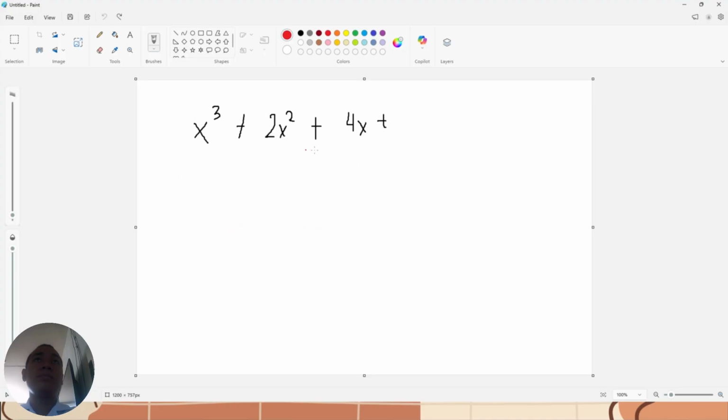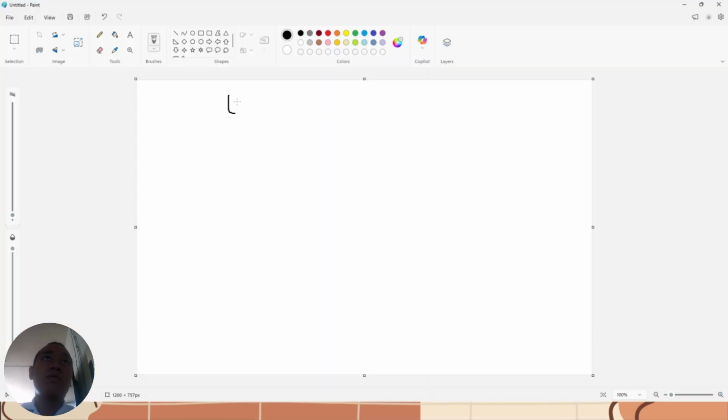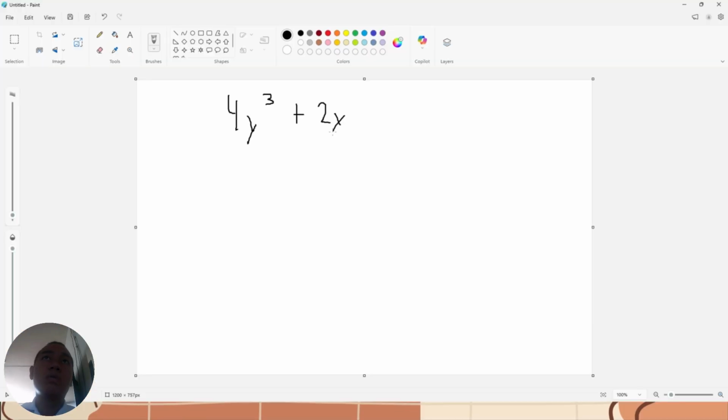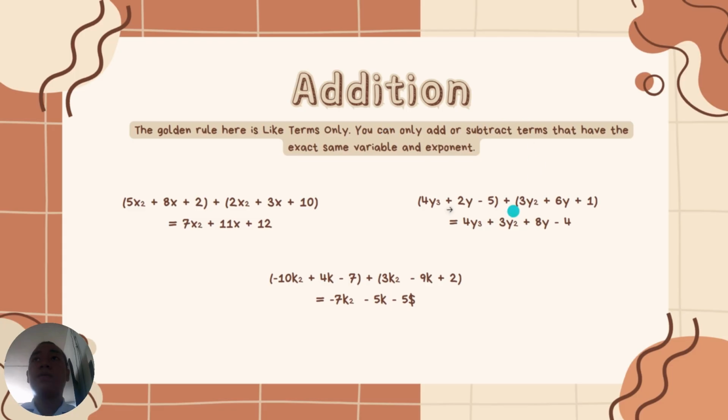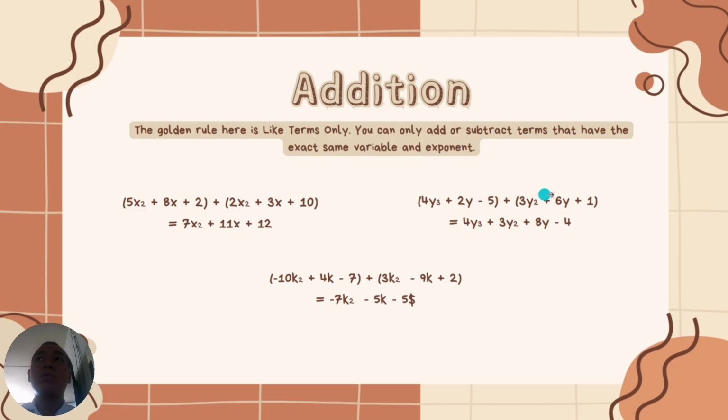Now, for the next example, we have 4y cubed plus 2y minus 5 plus 3y squared plus 6y plus 1. 4y cubed plus 2y minus 5, then 3y squared plus 6y plus 1.